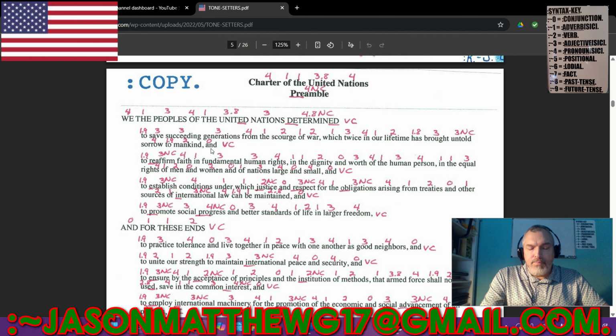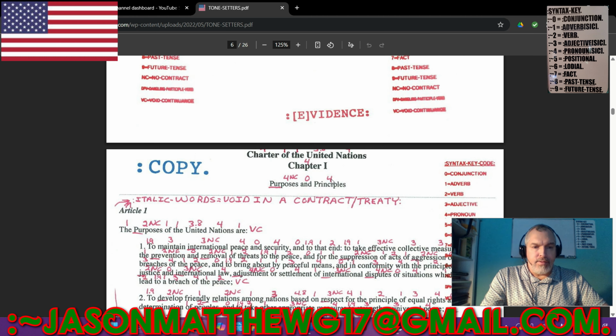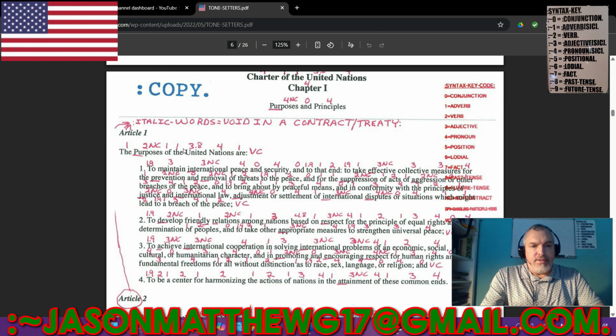And, wow. Italic words equals void in a contract treaty. So we have for the italic hyphen words equal void in a contract and treaty dangling participle colon. Folks, we have a particle negation here, vowel in front of a consonant right here in italics. So that's a no. But let's just take the meaning of this to heart. Italic words equals void in a contract treaty. Remember that.